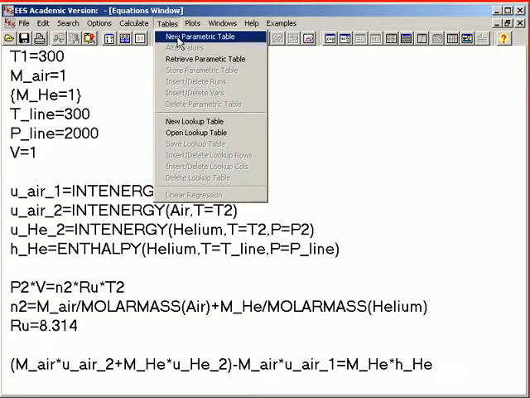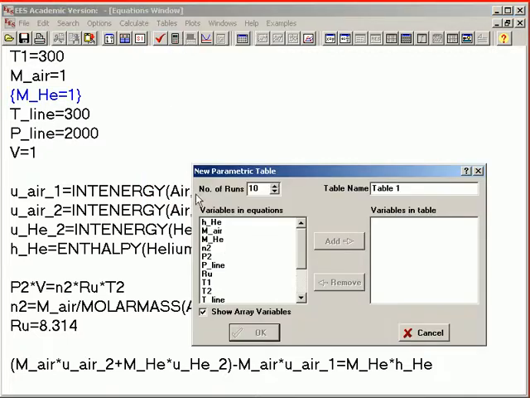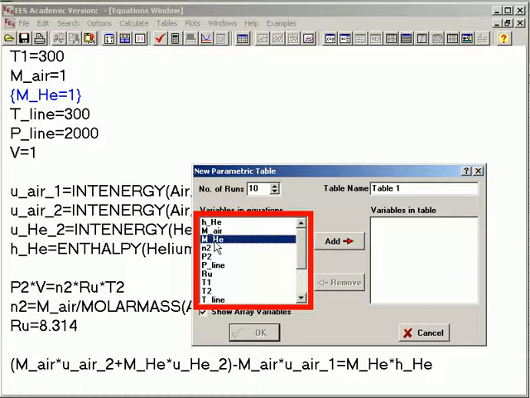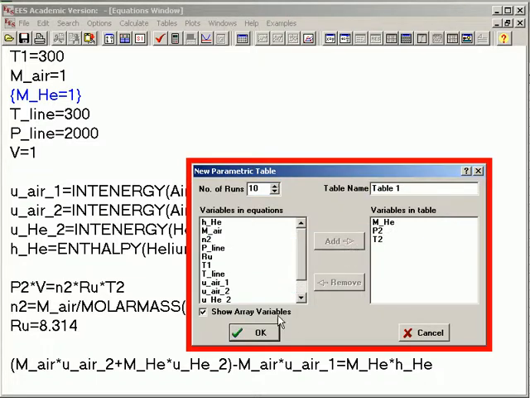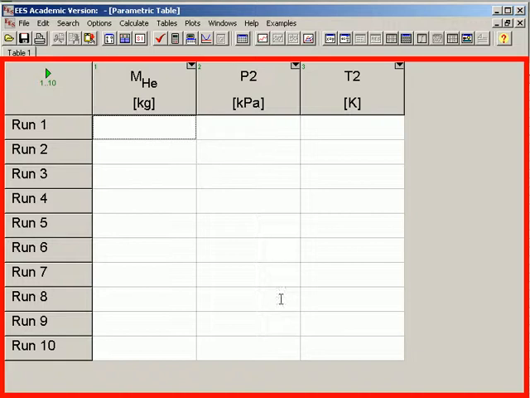So if I go to Tables, New Parametric Table, I get the choice of all the different variables that I want to put in the table. So for instance, I want to have the mass of helium be a variable, so that's going to be part of this table. And let's say I want to monitor the pressure P2 and the temperature T2 as a function of the mass of helium that we add to our tank. The parametric table is going to be set up to have 10 rows or 10 different runs, and it's going to be given a name, just table 1, which is fine for this example. So we hit add, and now our table will have those 3 variables in it.